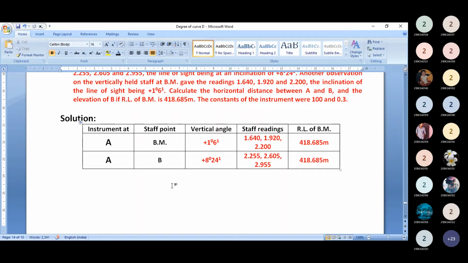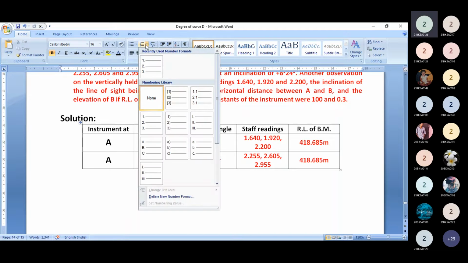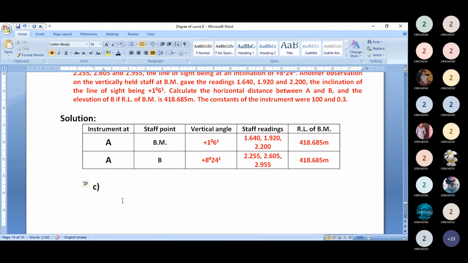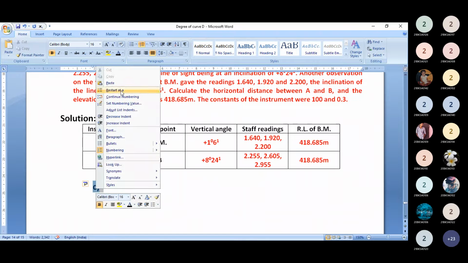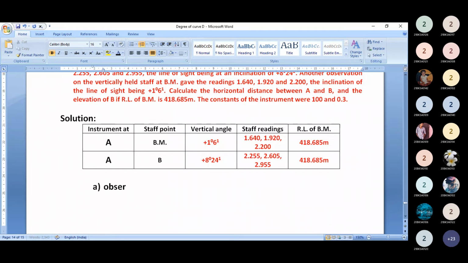It means the RL of the instrument axis we have to determine. So see here. Okay guys, I think you understand. We will continue the same problem next class. Two cases will be there. One is the observations to benchmark, and the next one is the observations to station B.